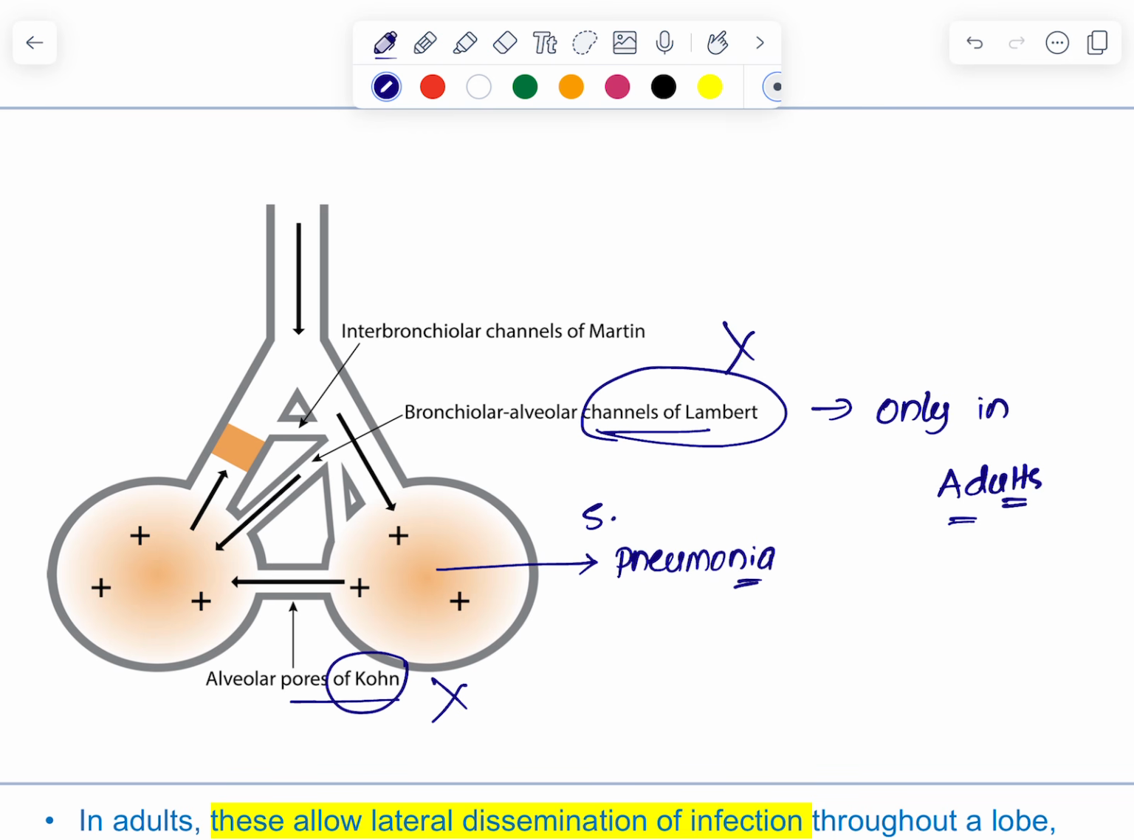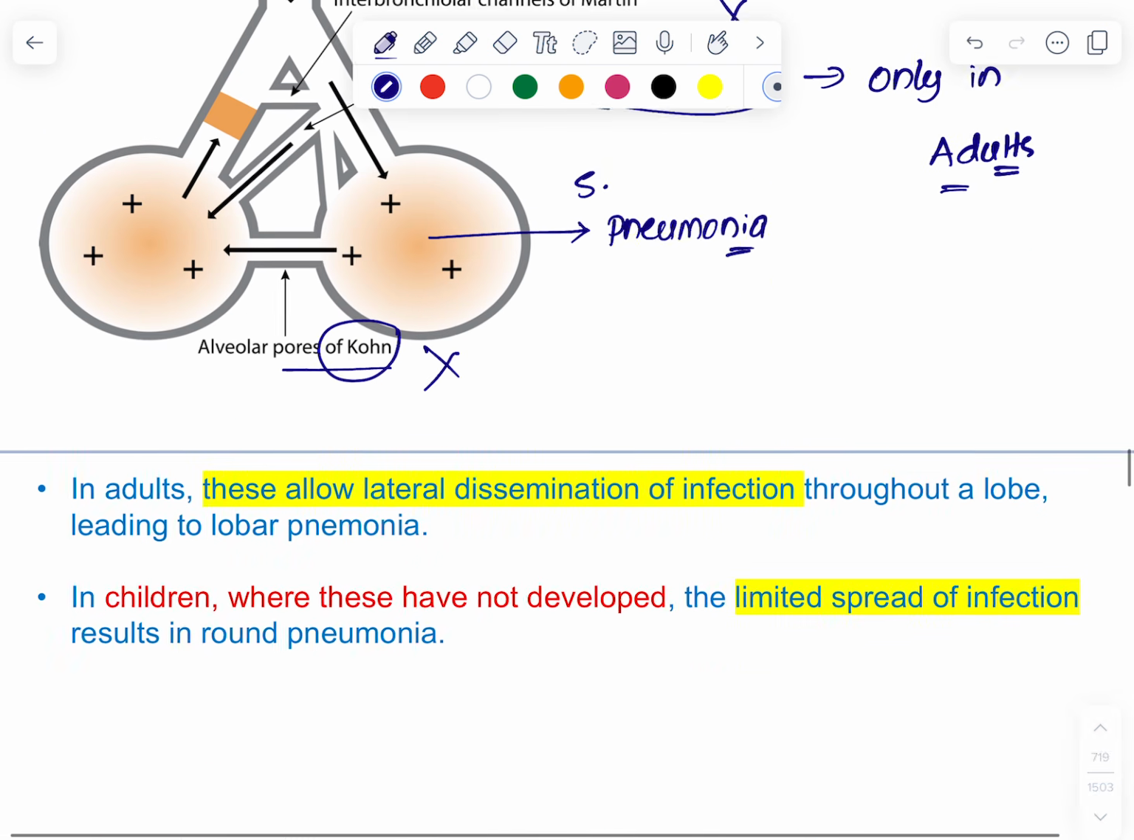That is the reason why, because they have not yet developed, there is limited spread of infection, and that will result in round pneumonia. So this is the round pneumonia story, which is seen only in children, and the organism is Streptococcus pneumoniae. Right, next question.